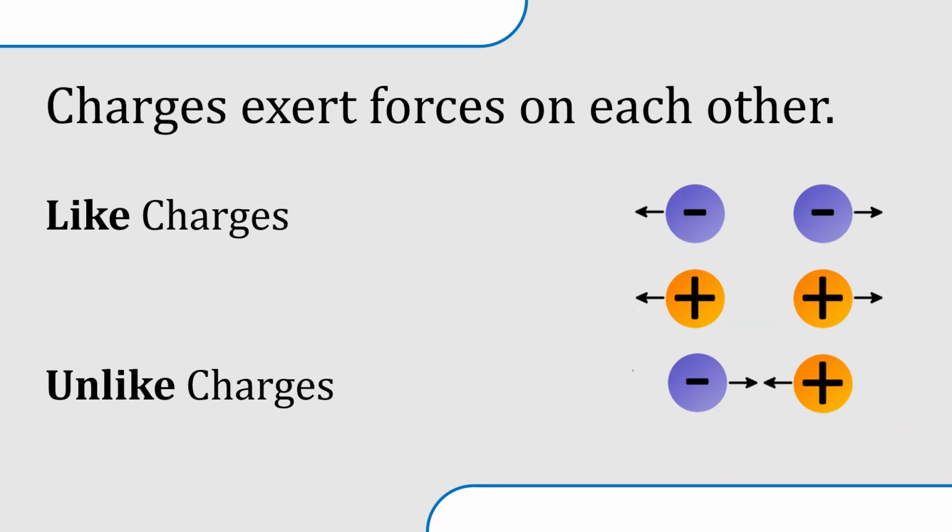Charges are known to have the ability to exert forces on each other. Like charges repel each other, while unlike charges are known to attract one another. So in the schematic shown on the right, we have 2 negative charges on the top row, which repel each other because they are the same. And in the center we have 2 positive charges, and they also repel each other because they are like charges. And lastly, we have a negative and a positive charge, which attract one another. Such an electric force can be controlled and utilized for some useful purposes.